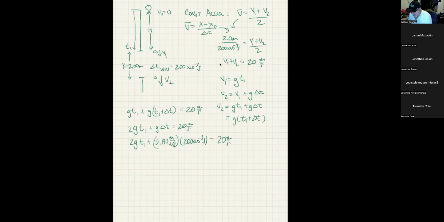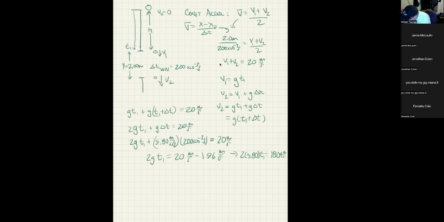So now I can do some math. 9.8 times 200 e to the negative 3 is going to give me 1.96. When I pull it to the right, that's going to be subtracted. So 20 minus 1.96, I get 2 g t1 is equal to 20 meters per second minus 1.96 meters per second. So I get 2 times 9.80 times t1 is equal to 18.04 meters per second.